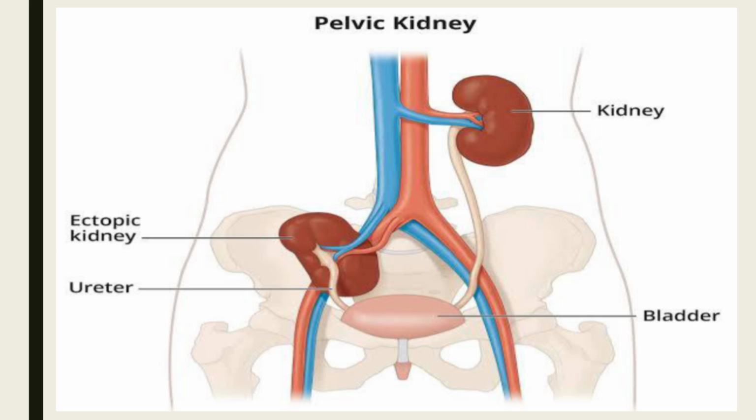So here this picture shows the location of the pelvic kidneys. One kidney is ectopic: the left kidney is at its normal place, while the right kidney is ectopic and located in the pelvic area.